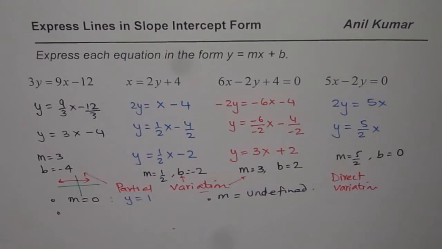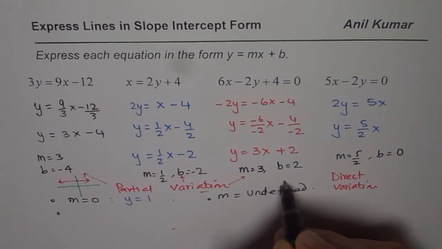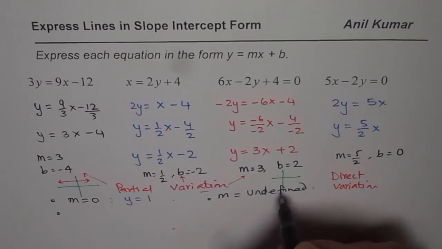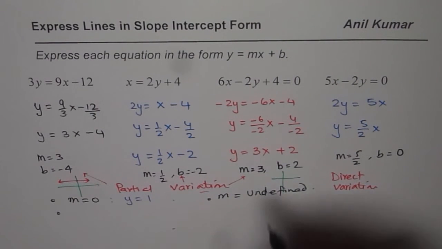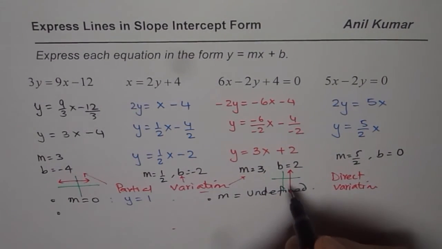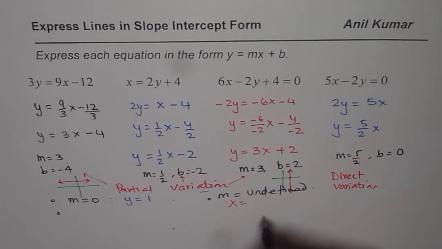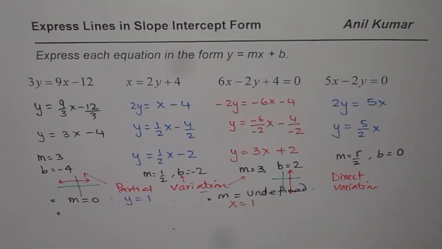On the other hand, if I have a line with undefined slope, let me sketch here, okay, it will be a vertical line. So a vertical line like this will have undefined slope, and the equation of such line will be x equals some value which is x-intercept, let us say 1, correct? So these are important things to understand.